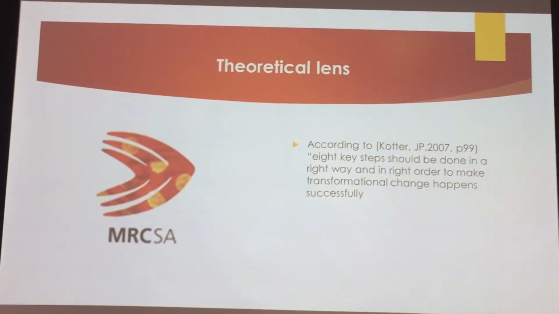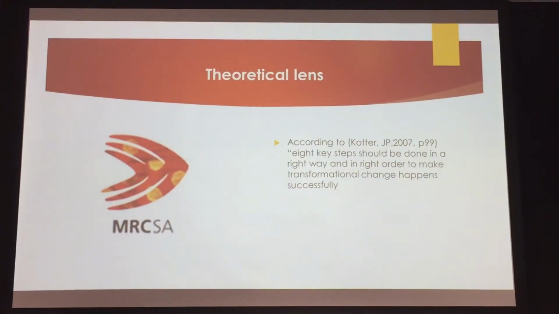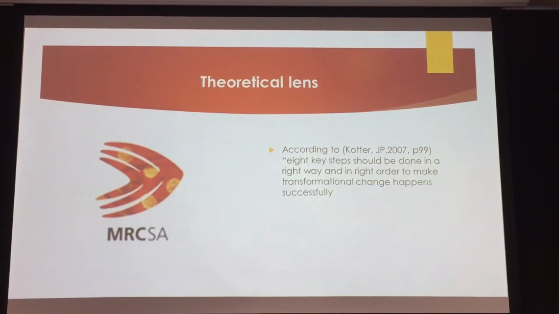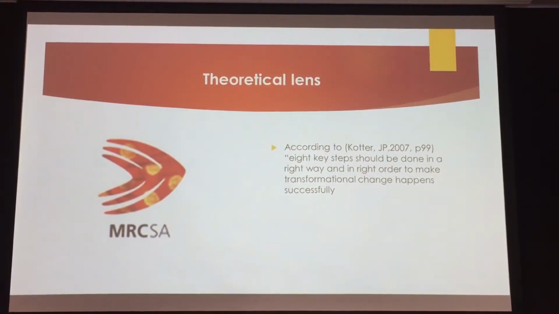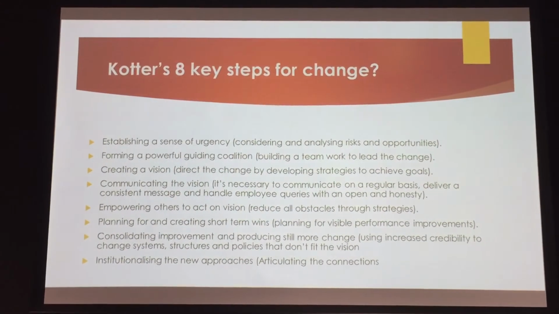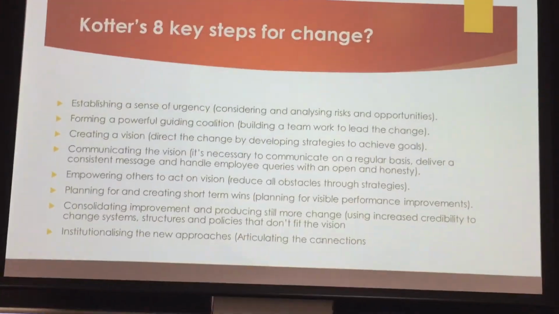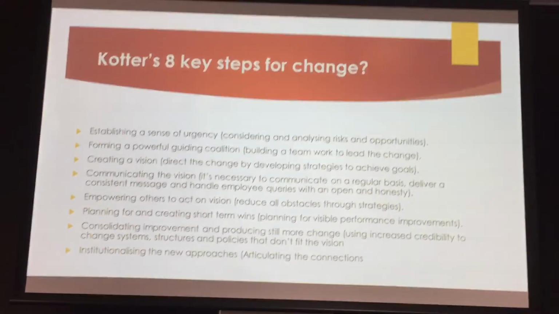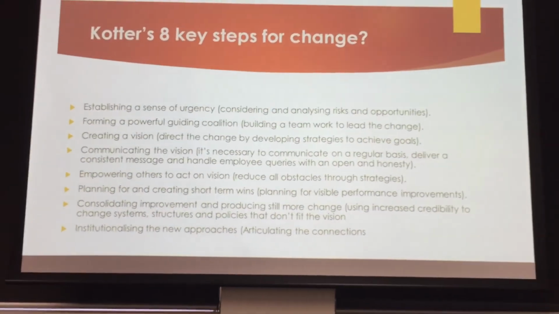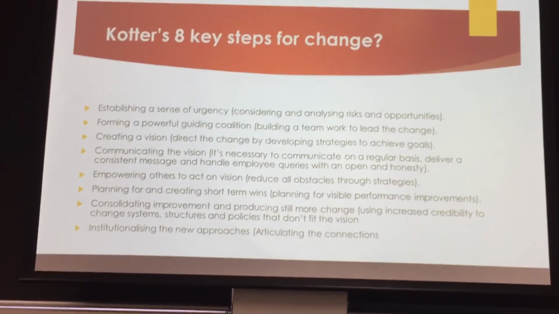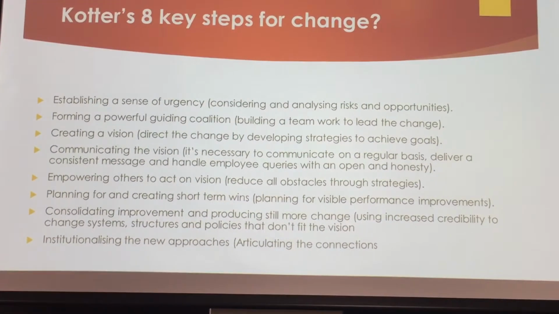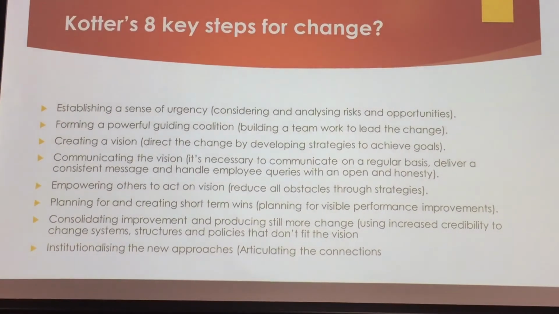Theoretical lens. According to Kotter, 2007, 8 steps should be done in the right way, in the right order, to make transformational change happen successfully. These are the steps that should be followed in order to make the change happen successfully: establishing a sense of urgency, forming a powerful guiding coalition, creating a vision, communicating the vision, empowering others to act on the vision, planning for and creating short-term wins, consolidating improvements and producing still more change, and institutionalizing the new approaches.